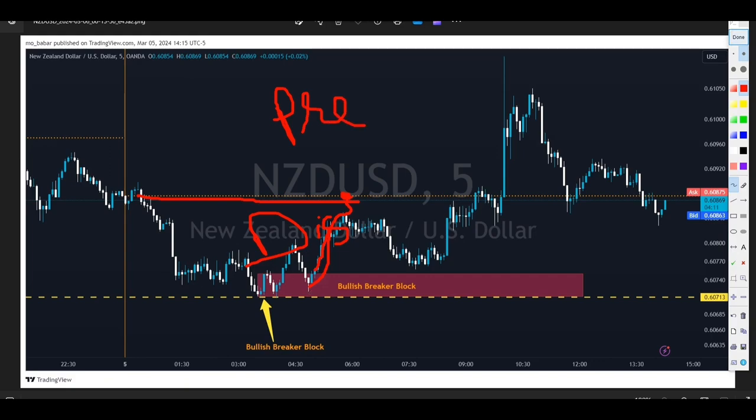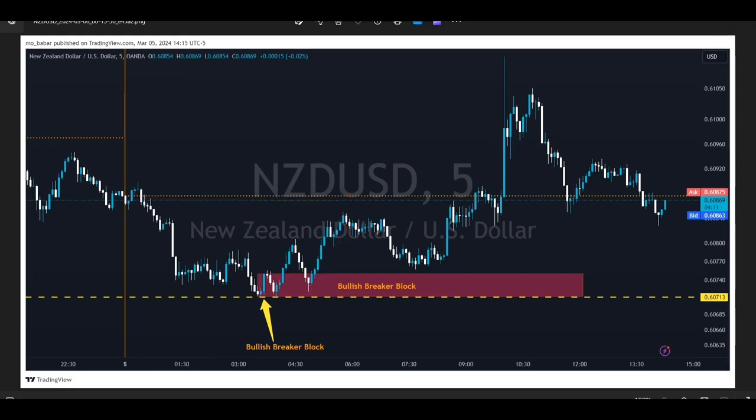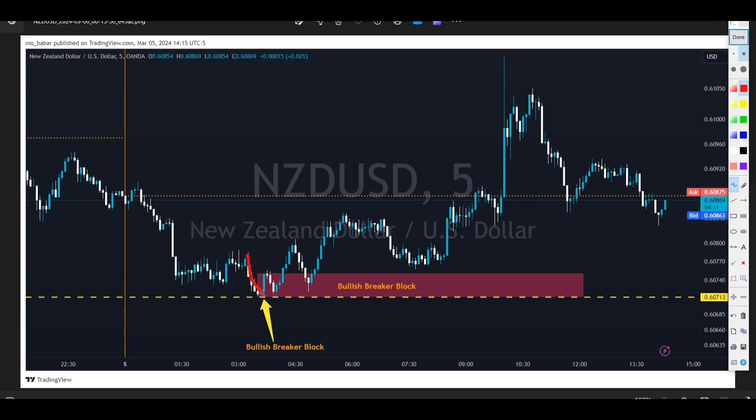Let me do a little recap of this bullish breaker. When the price is coming from a high, makes a low, then high, then takes the liquidity of this low, and then closes above this high. You will see in this leg all bullish candles, and then you will see a fair value gap here in front of the bullish breaker towards the upside.